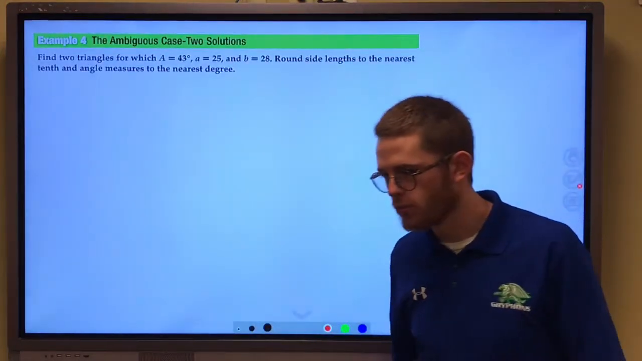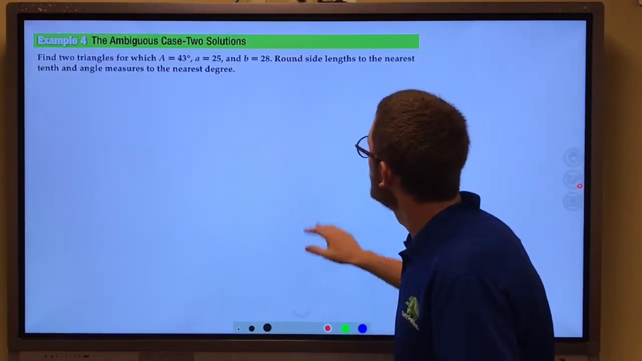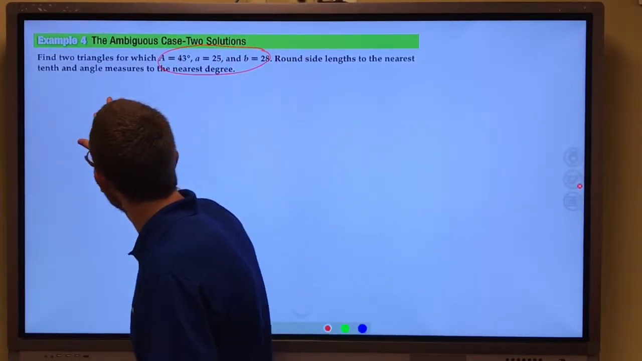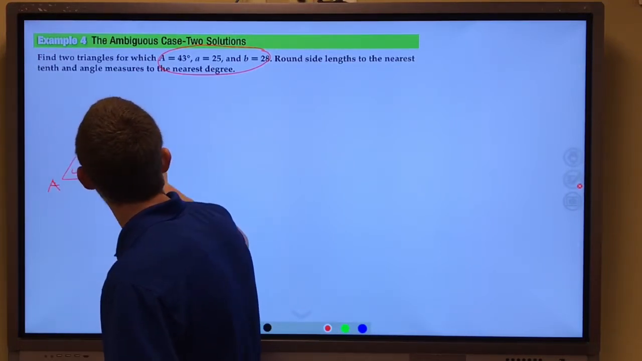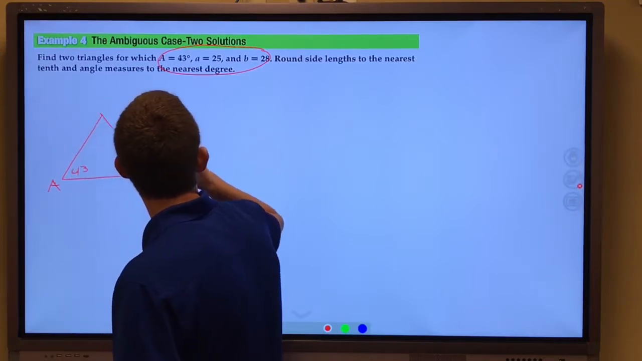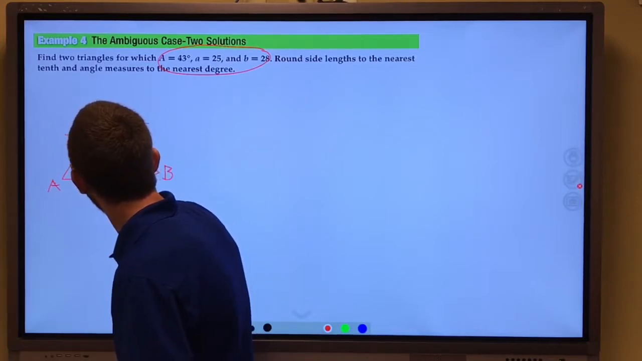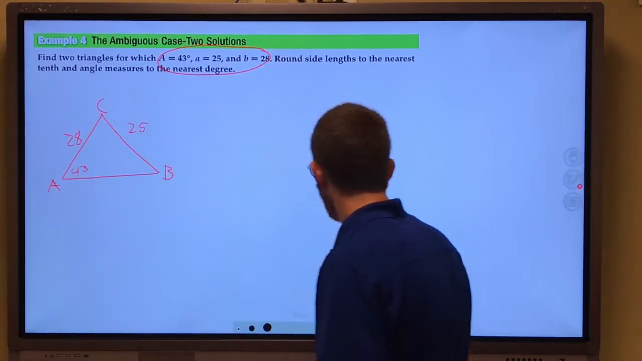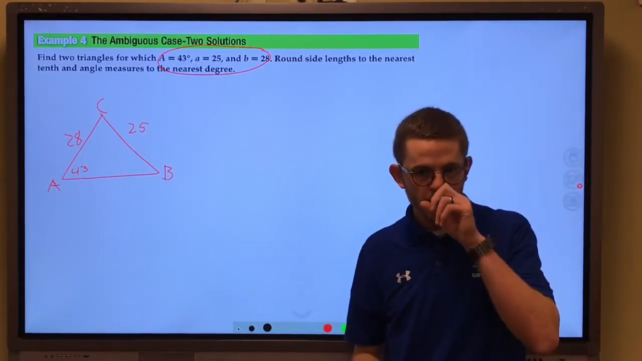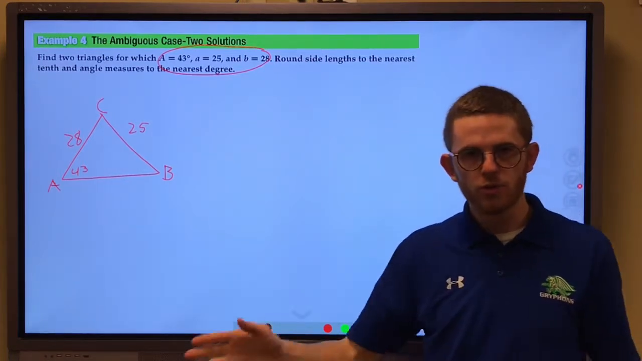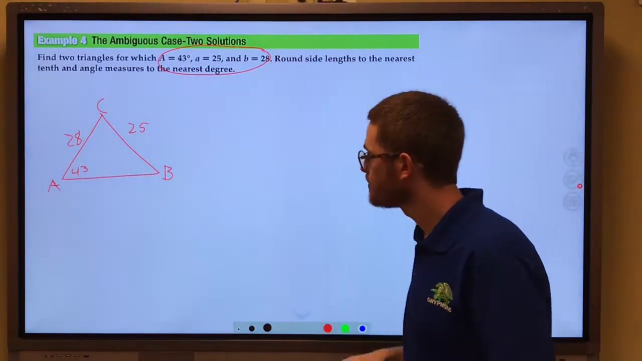So most interesting is when we're given side-side angle one more time. In this case right here, A is 43 degrees, opposite A is 25, B is 28. Notice how it says find two triangles for which this is possible. If we're given side-side angle, there could be no solution. There could be one solution. There could be two possible triangles sometimes.